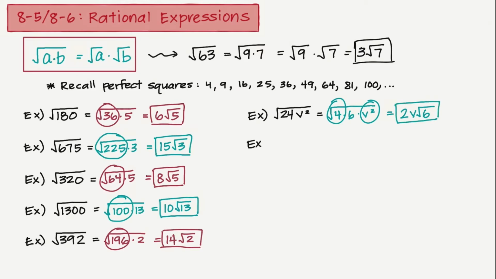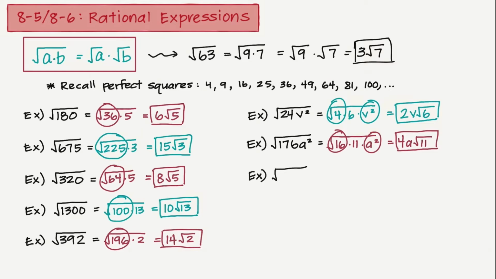Okay, let's do another one. Let's find the square root of 176a squared. So this time 176 is the same as 16 times 11 times a squared. Square root of 16 is 4, square root of a squared is a, and I'm left with radical 11. All right, here's another one.